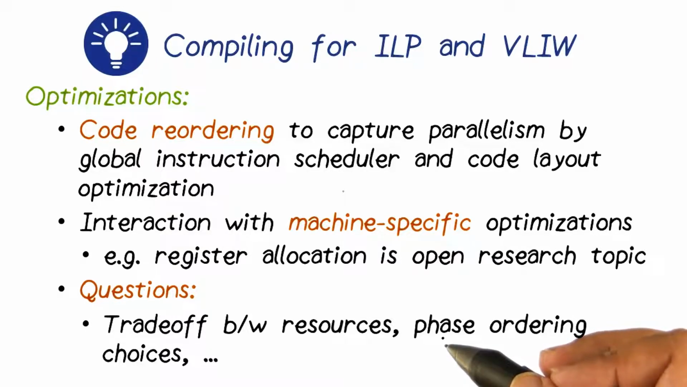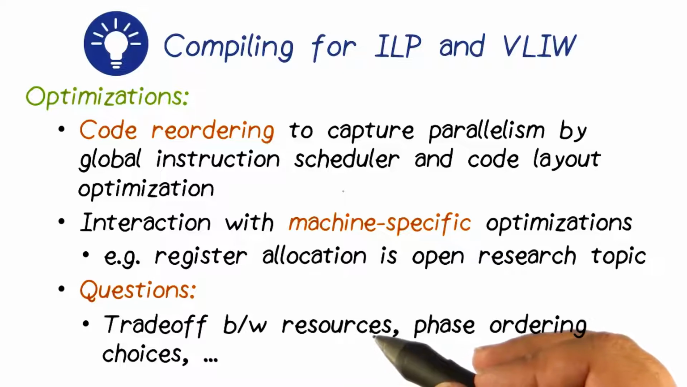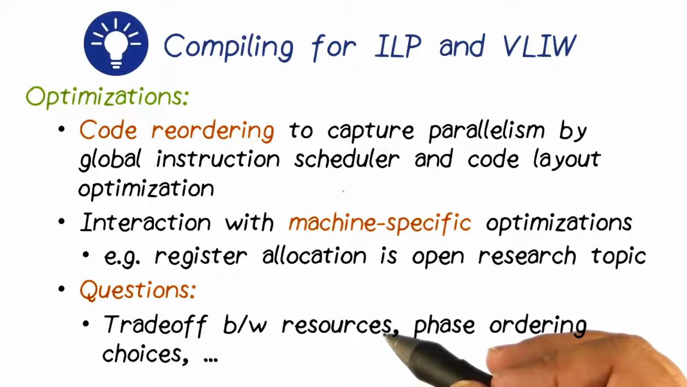So what are the other trade-offs here? The other trade-offs are all about resources. For example, there could be a trade-off between the amount of memory and its impact on register allocation. We could increase memory and reduce the burden on register allocation, or we could compact the memory and increase the burden on register allocation.